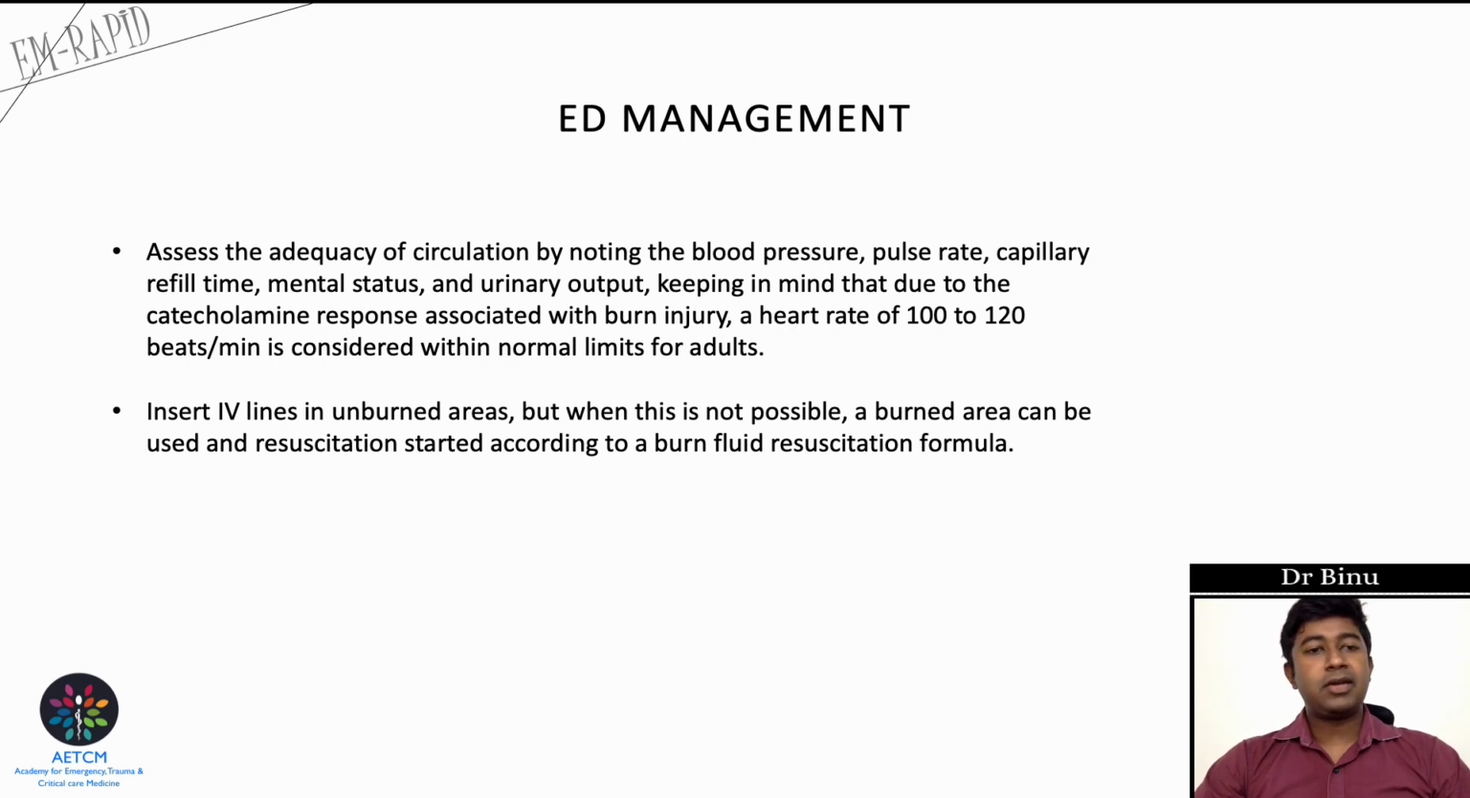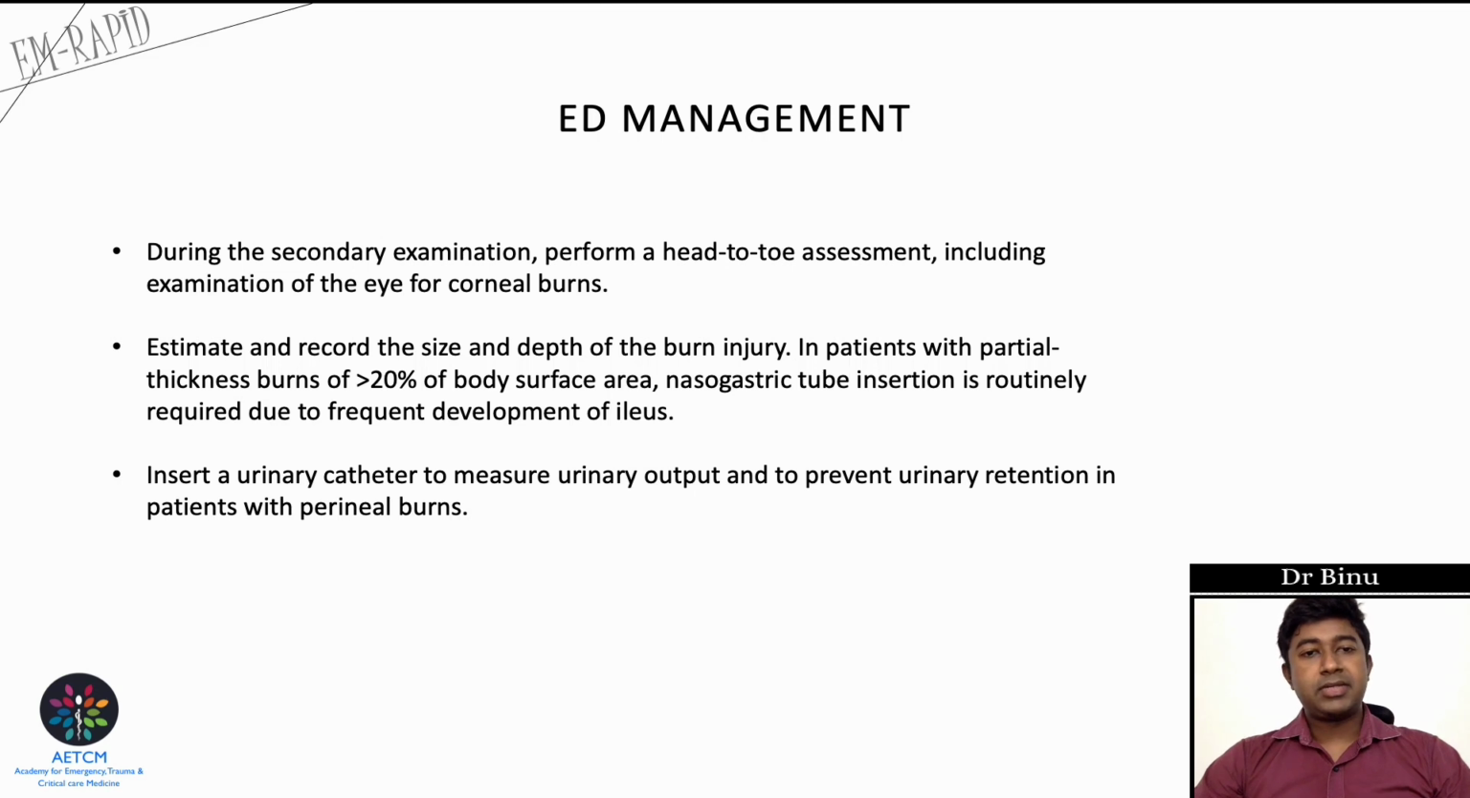Also keep in mind that due to the catecholamine release during a burn injury, a heart rate of 100 to 120 beats per minute is acceptable as a normal range for adults. Insert IV lines in unburned areas whenever possible, and if it is not possible, go through a burned area and start resuscitation as early as possible according to the fluid resuscitation formula. During the secondary examination, perform a head-to-toe assessment including examination of the eye for corneal burns.